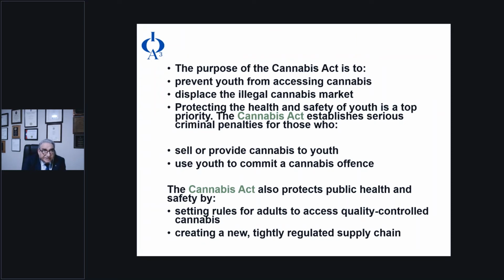So the purpose of the Cannabis Act is to prevent youth from accessing cannabis, and displace the illegal cannabis market. Protecting the health and safety of youth is a top priority. The Cannabis Act established serious criminal penalties for those who sell or provide cannabis to youth, or use youth to commit cannabis offenses. The Cannabis Act also protects public health by setting rules for adults to access quality controlled cannabis, and also creating a new tightly regulated supply chain.